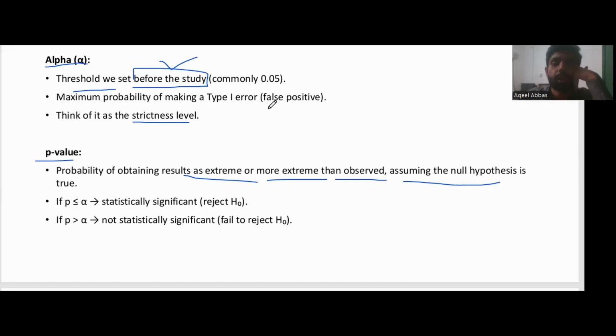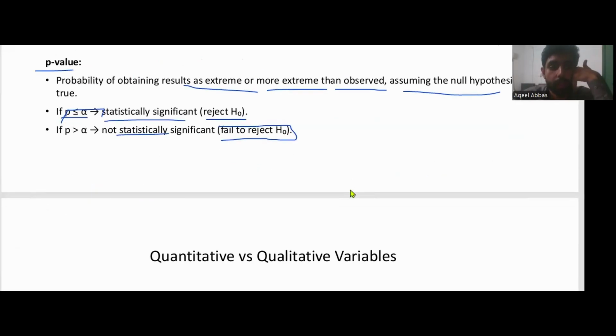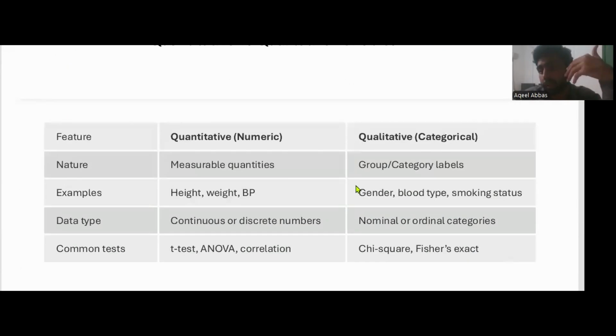So what is a type 1 error? It is actually the false positive rate, which means that if the null hypothesis is true and we falsely reject it and consider the results as true or positive, that error is known as type 1 error, and the probability that we are willing to allow for that kind of error to occur is called alpha. So if our p-value is greater than alpha, that means we fail to reject the null hypothesis, and if the p-value is smaller than alpha, that means we can statistically reject the null hypothesis and our results are statistically significant.